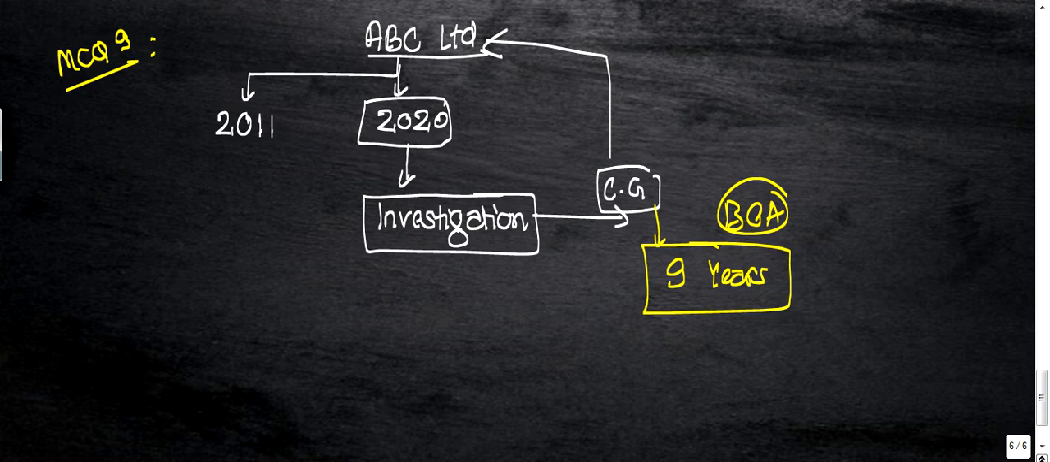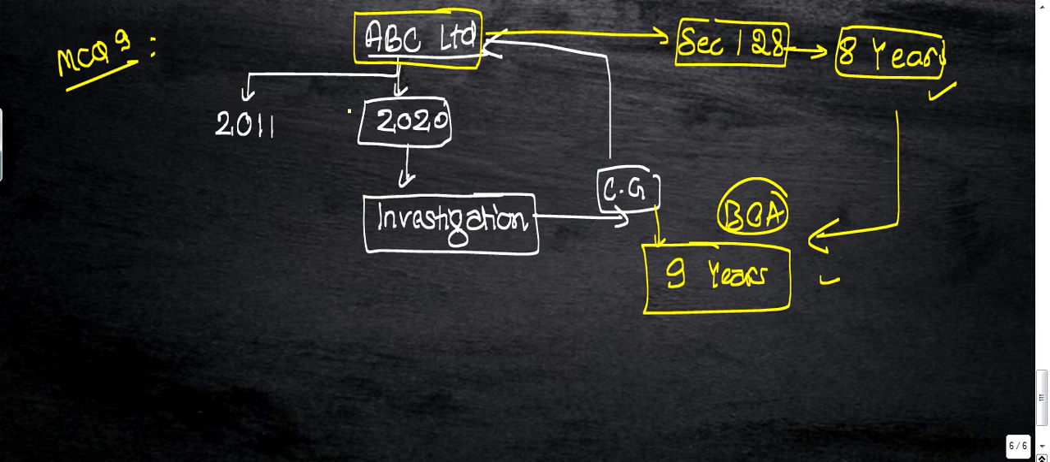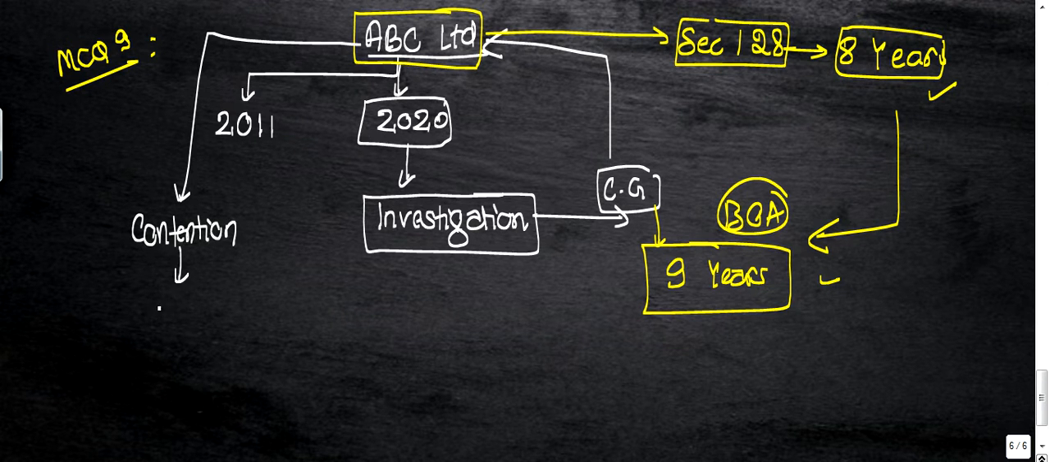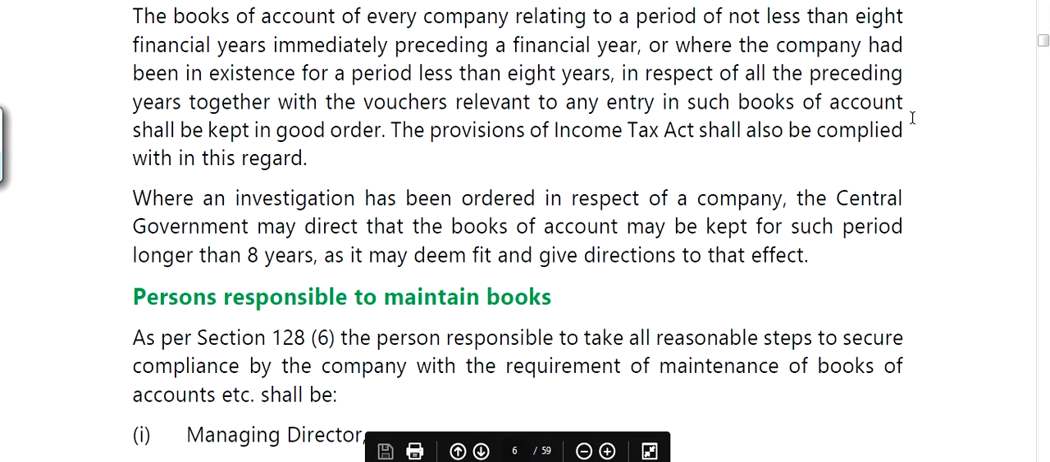But ABC Limited claims that as per Companies Act 2013 section 128 it must be for 8 years, so we are not keeping for 9 years. They are following 8 years, not 9 years. But the contention of the company is invalid. Why? They have to follow the CG order or notification. Not 8 years, they have to follow 9 years. So CG has the power.